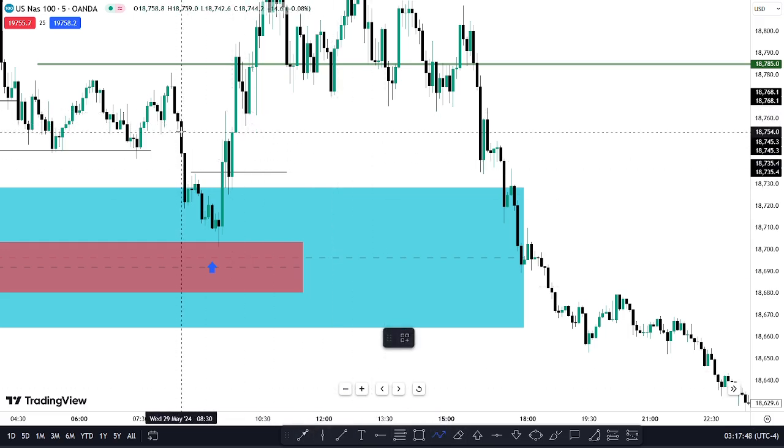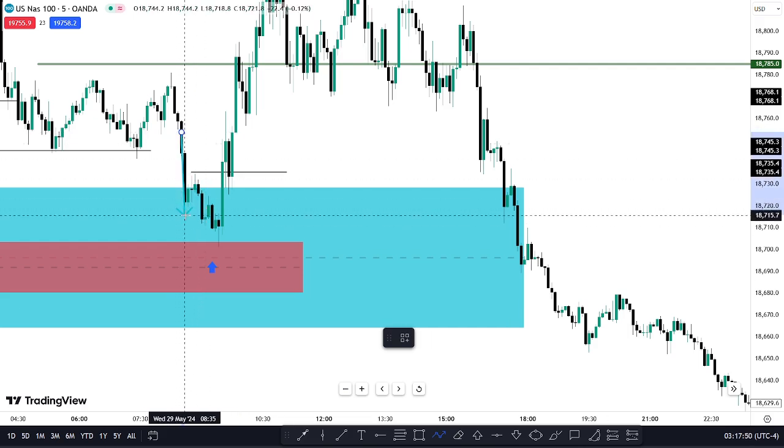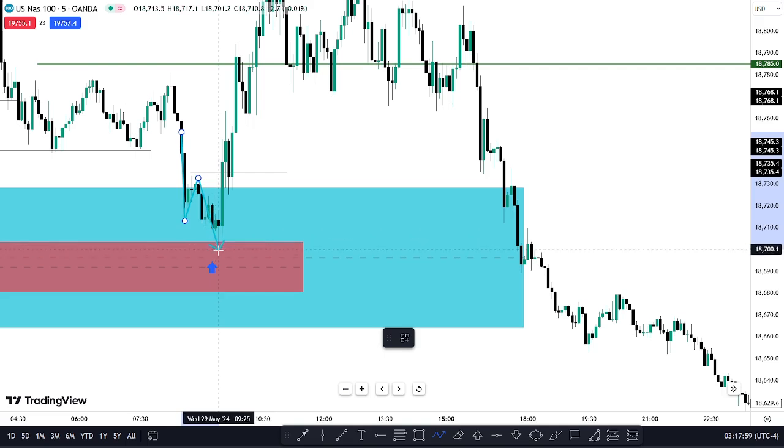We have the market coming down, creating this low. Maybe somebody might say it starts from here, it doesn't matter, creating this low, and then you see the displacement, the market structure shift right here. Then the price will come back to find the entry right there.